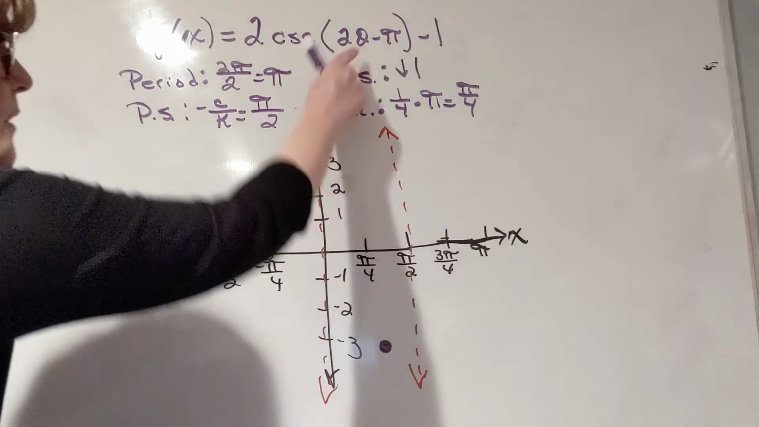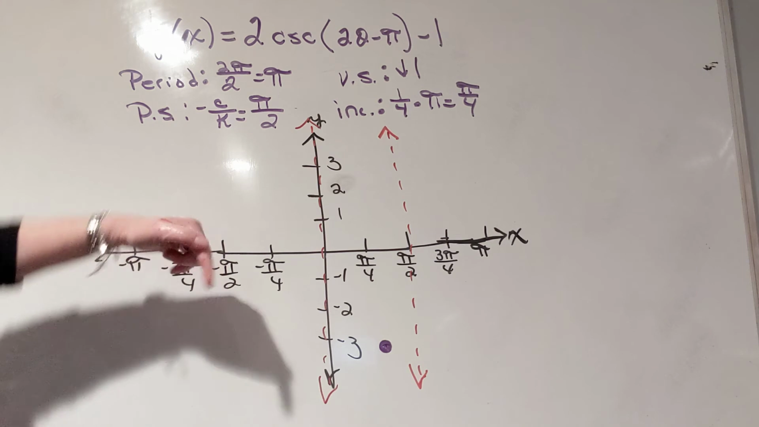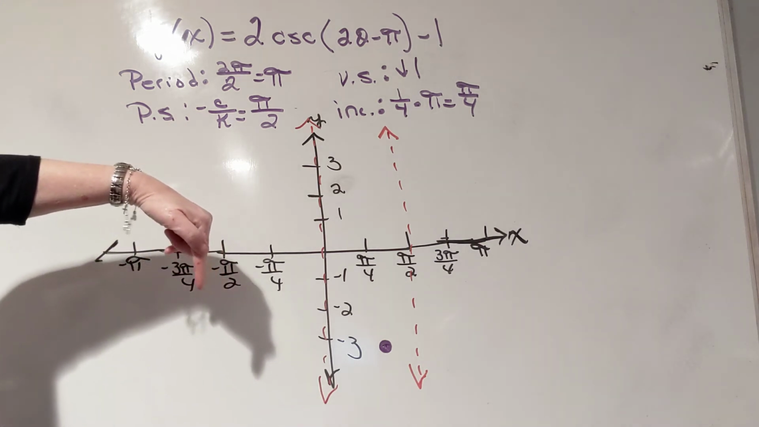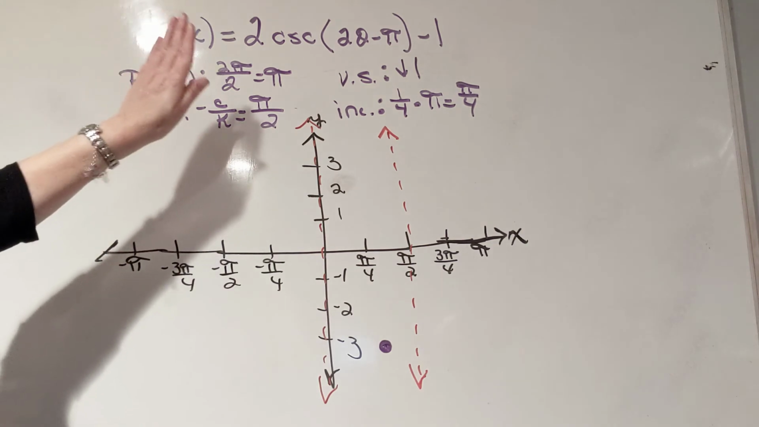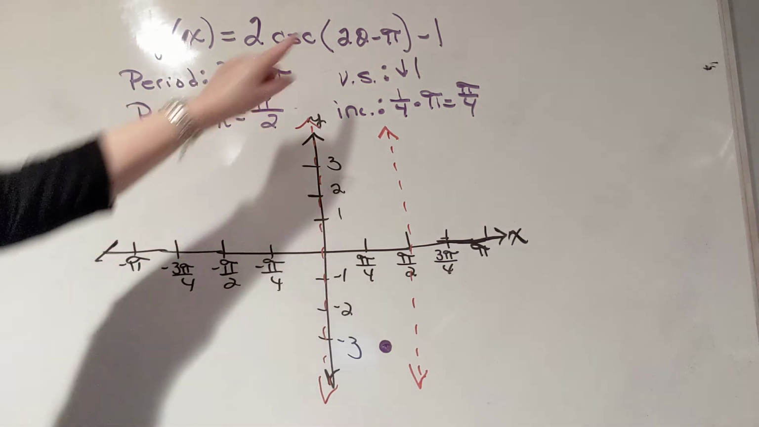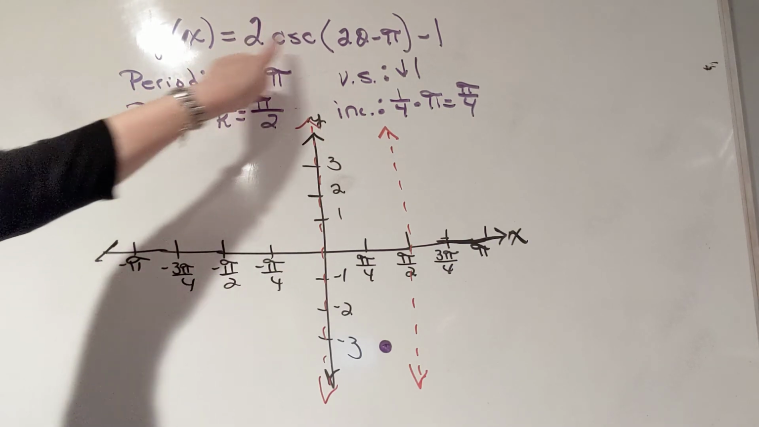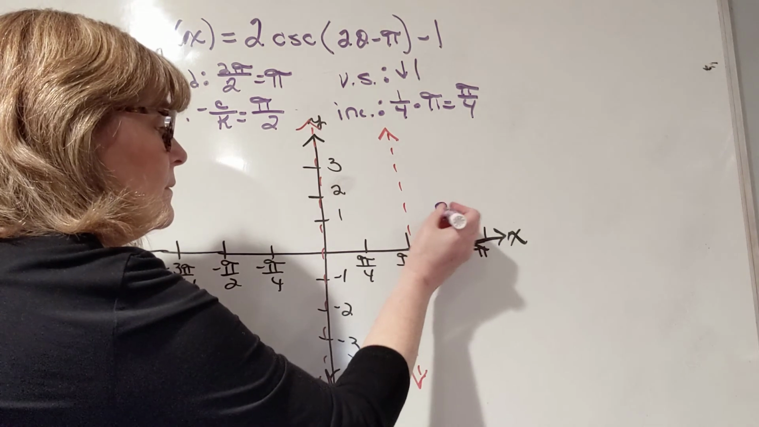Now replace theta with 3 pi fourths, and 2 times 3 pi fourths is 3 pi halves. So start at 3 pi halves and subtract pi. That brings you to pi halves. What's your cosecant at pi halves? Well, that'll be 1 over 1, which is 1. 1 times 2 is 2, and 2 minus 1 is 1. So plot a point at 1.